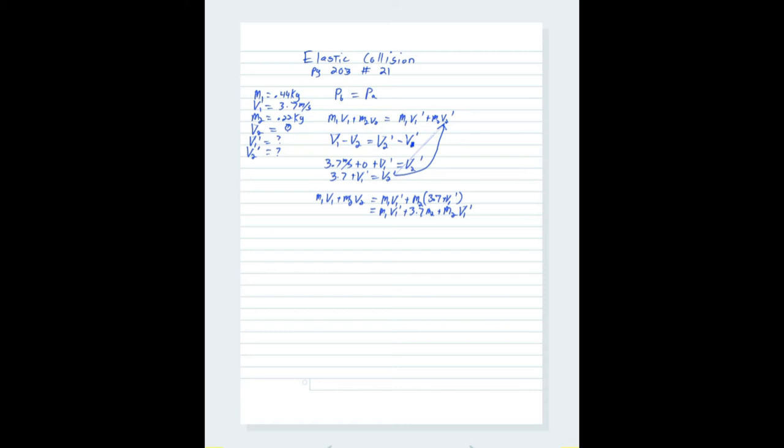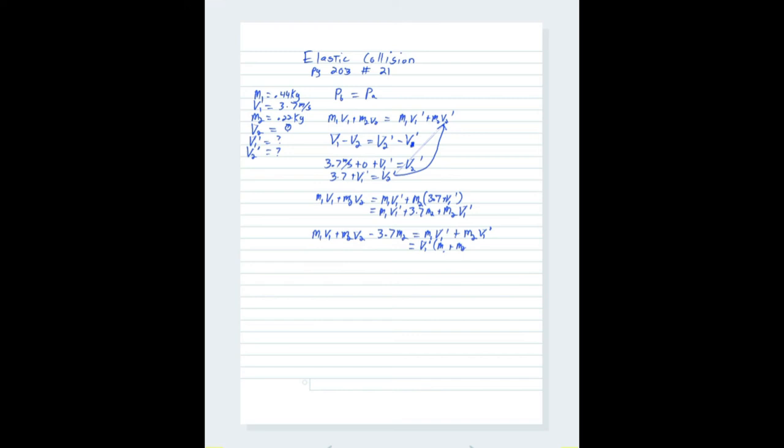All right, so my next step, what I'm going to do is get all the primes on one side of the equation and all the non-prime things on the other side. So I'm going to have M1V1 plus M2V2 and then minus 3.7 M2 equals M1V1 prime plus M2V1 prime. Okay, next step, I'm going to leave the left side alone. I'm going to factor a V1 prime on the right side. So that's the same thing as V1 prime times M1 plus M2.